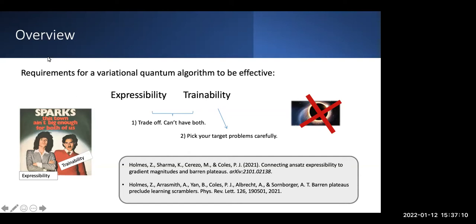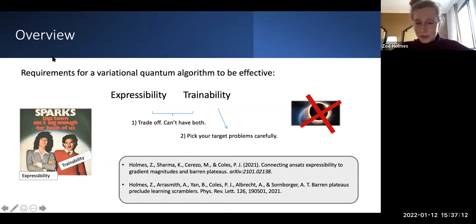Right, so I'm going to start by introducing variational quantum algorithms, and then I'm going to try and pin down requirements for a variational quantum algorithm to be effective. I'm going to focus in on two in particular: the expressibility of the ansatz, as well as the trainability of the ansatz and cost function. So I'm going to spend quite a while trying to pin down exactly what I mean by these terms, both heuristically and a bit more concretely, before presenting some prior results on them.